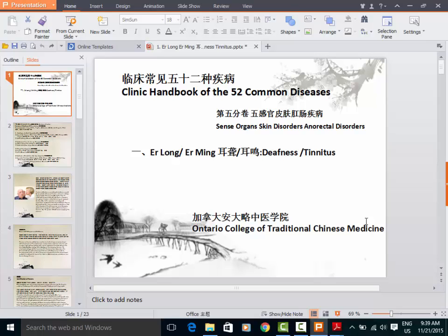So far, so good? Any questions on that? Wouldn't it also be due to an external pathogen or wind? Yes. Wind? Good. Yes. So we can also have acute cases. How familiar are you? Did you have any kind of breakdown of the 8 principles? The yin, yang, excess, deficient. Yeah, that's it. Did you do it in this class a little bit?